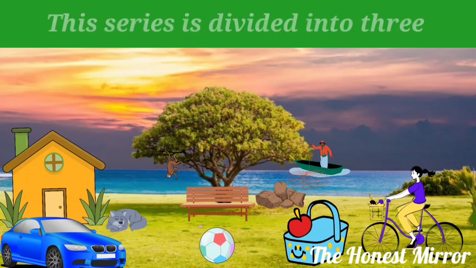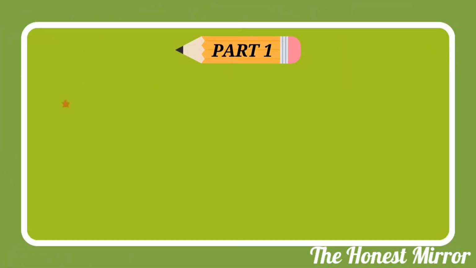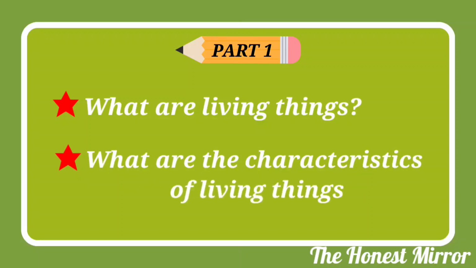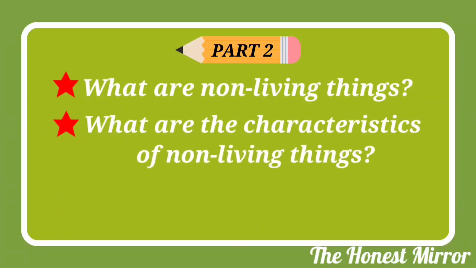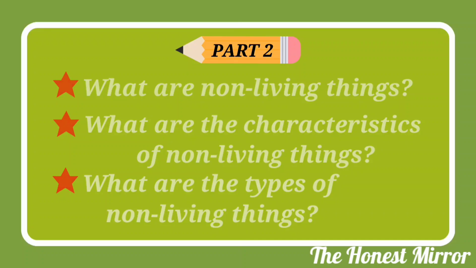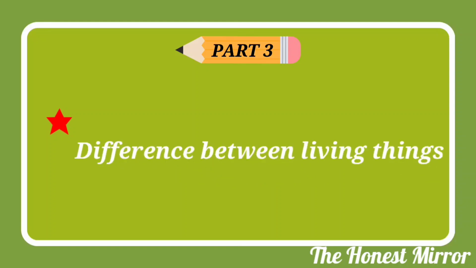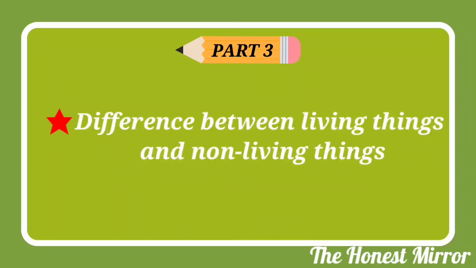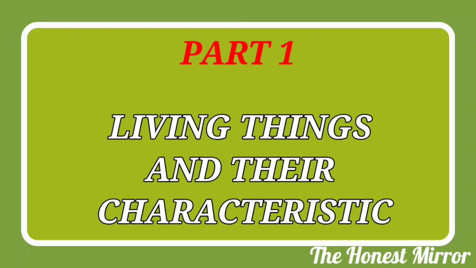This series is divided into 3 parts to help you understand these concepts better. In the first video, we'll explore living things and their characteristics. In the second video, we'll dive into non-living things, their characteristics, and their different types. Finally, in the third video, we'll compare living and non-living things to understand their differences. Let's get started with our first video on living things and their characteristics.